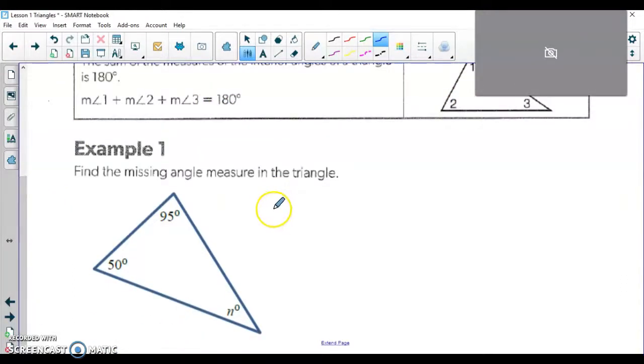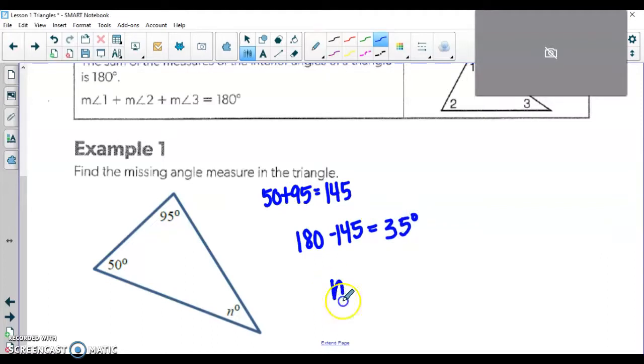So if you take a look at the first example here, we have 50, 95, and n. So what we can do is 50 plus 95, which is going to give me 145, and then we'll take 180, which is the whole triangle, minus the 145, which is going to end up giving us 35 degrees. So n is 35 degrees here. We've seen examples of this before, so it's not really anything that's way too new for us. We'll talk about it actually again later this week too.